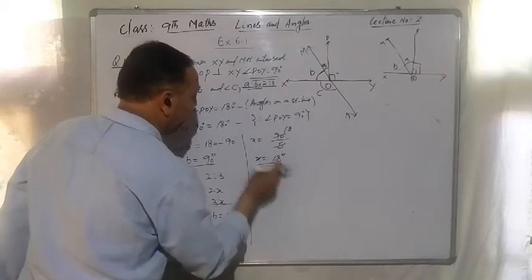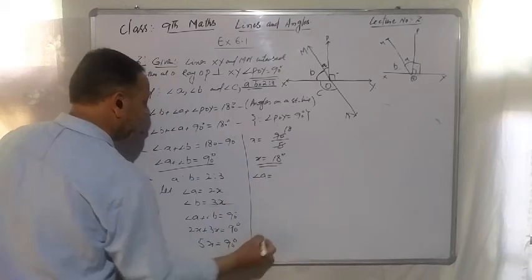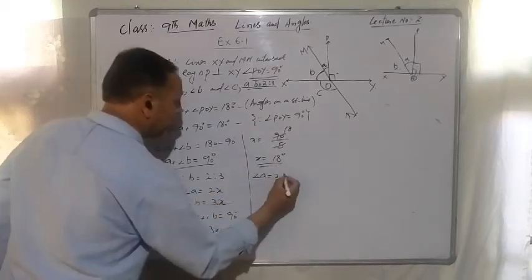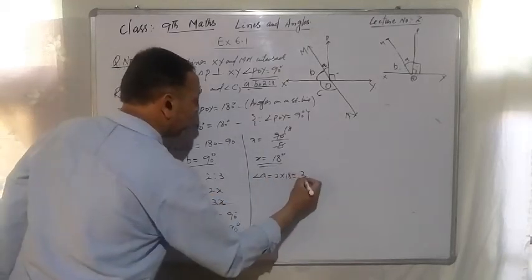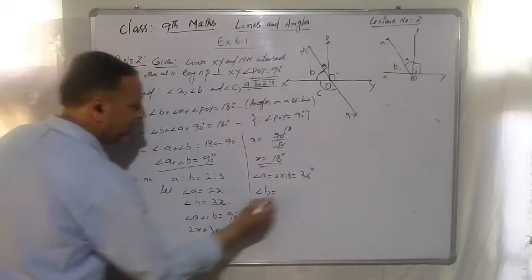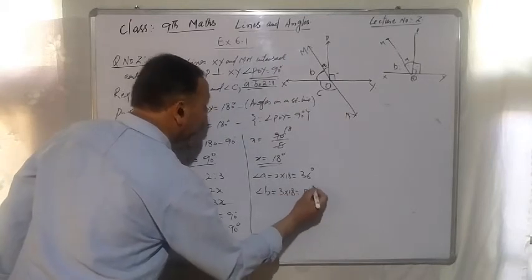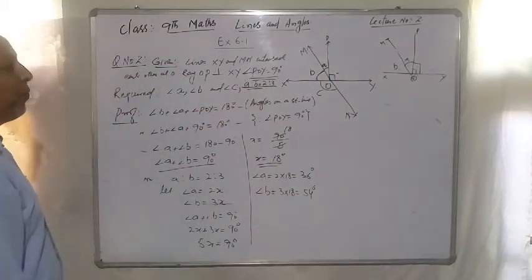Now we have found out x. Let us find angle A. Now angle A is 2x. It means 2 into 18, 36 degree. Angle B is 3x. 3 into 18, 54 degree. And we have to find angle C now.